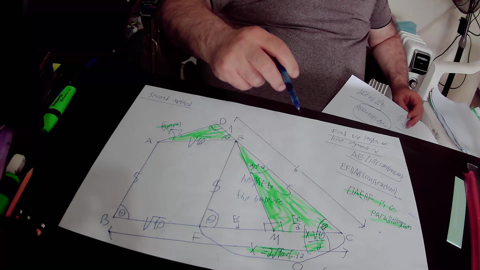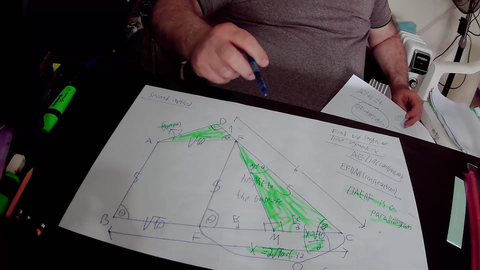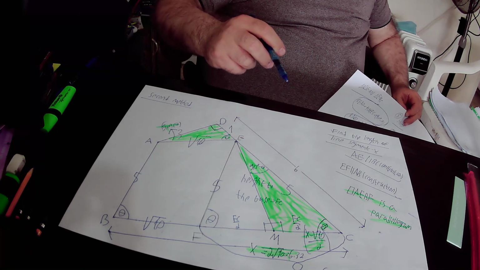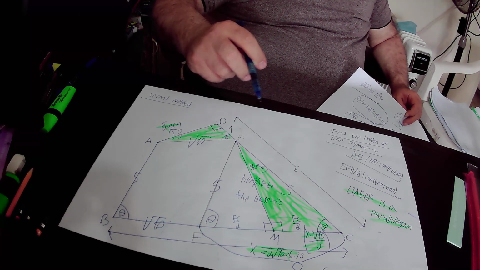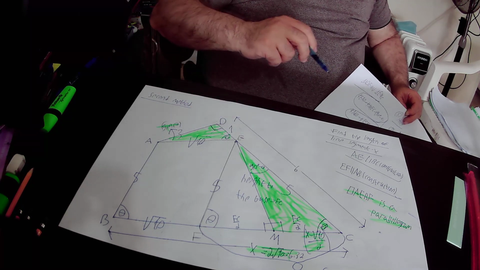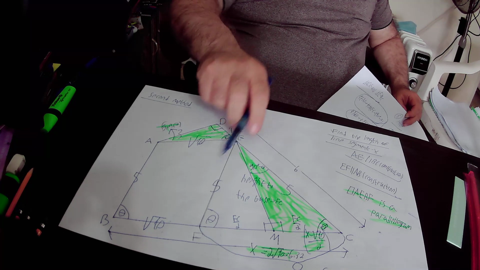So in both methods, we arrived at the same result for the side BC that is equal to x. Okay, thank you very much.